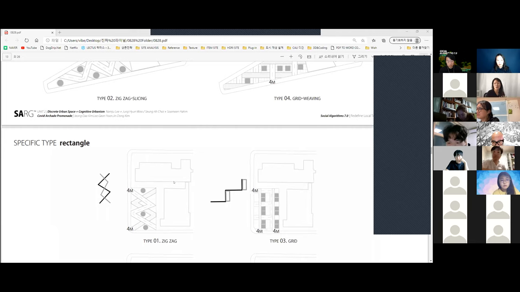Of course, we are always considering both at the same time, but if we talk about the older approach, then maybe we always think about the space first, how we can occupy the empty space. But in this project, students first think about the network, before filling the empty space with programs or densities. Students first think about the network or circulation within a space.